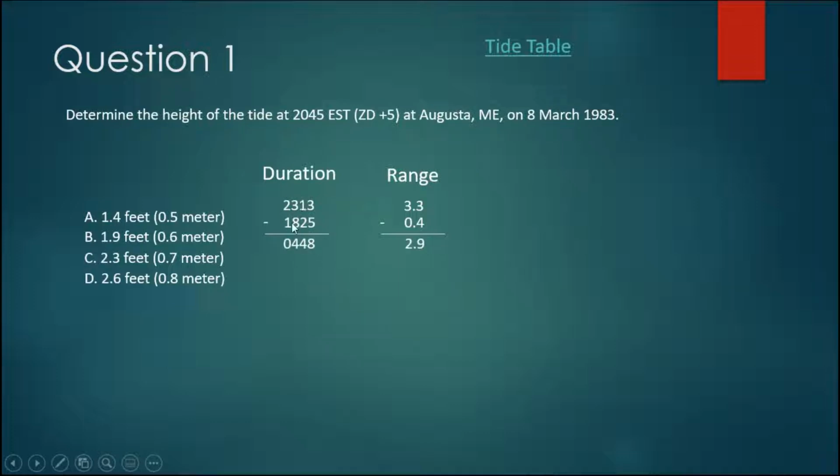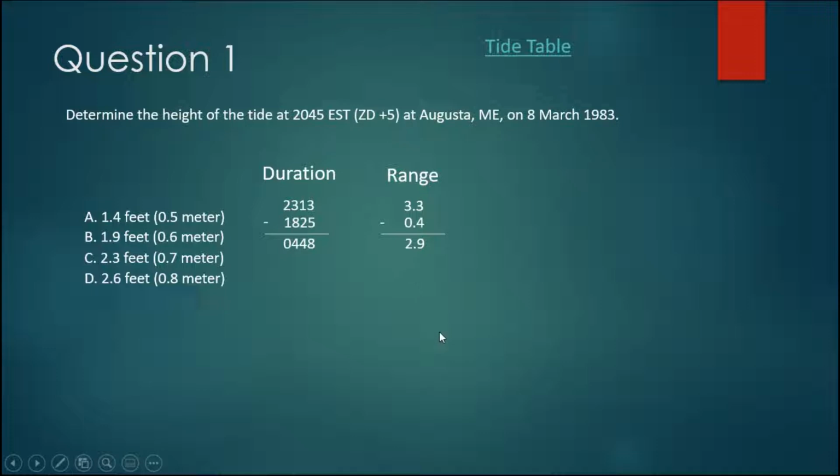And when you subtract it, the duration from high tide to low tide is 4 hours 48 minutes, and the range is 2.9 feet. Sometimes you'll see on that low tide it's a negative number. Just remember, when you subtract a negative number, you actually add it. So if that were a negative number, we would be adding the range there.